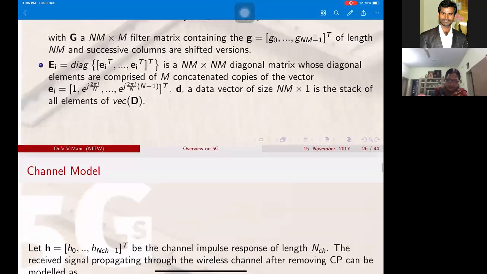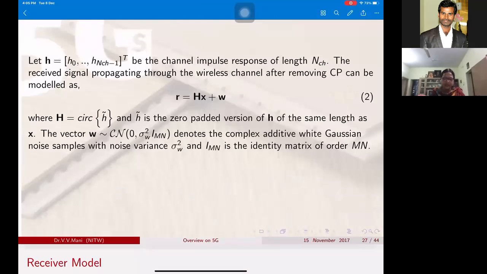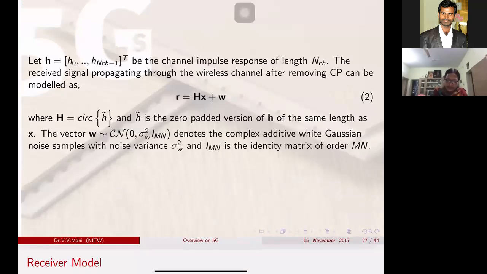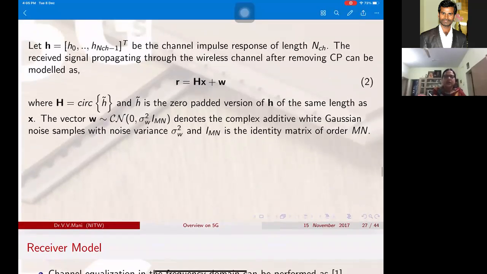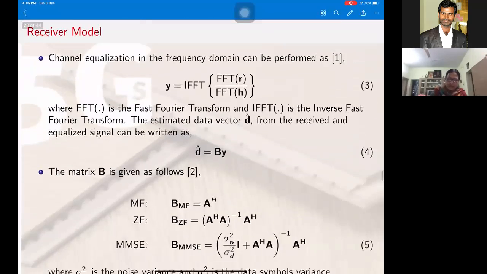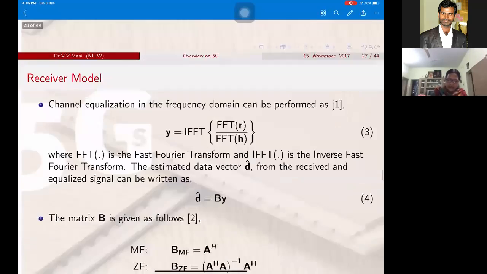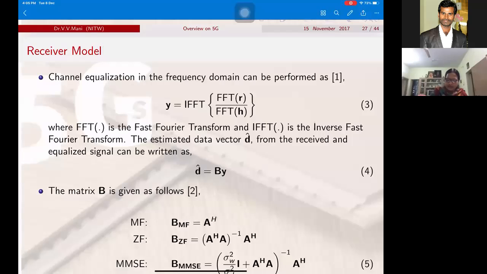This is the formula, and I receive this signal, that means R = HX + W. H is my channel, X is the data I transmitted, W is the noise. This H is actually the padded version of H, because we made it N × M length. If your channel length is also N × M, your decoding scheme becomes very easy. So it is organized such that it becomes N × M, and I receive the signal, that is FFT of R, FFT of H, then I compute the IFFT.